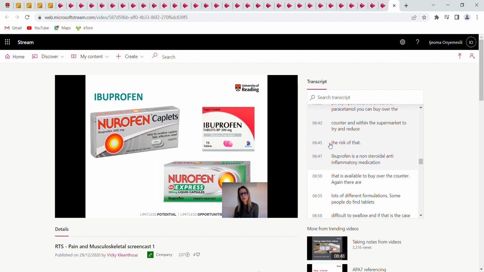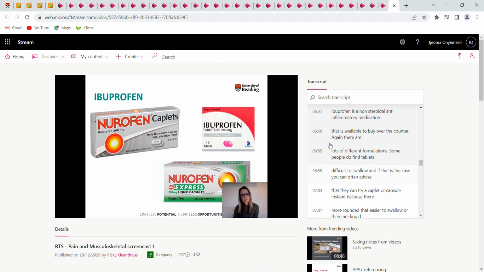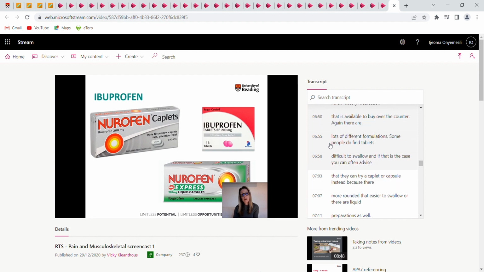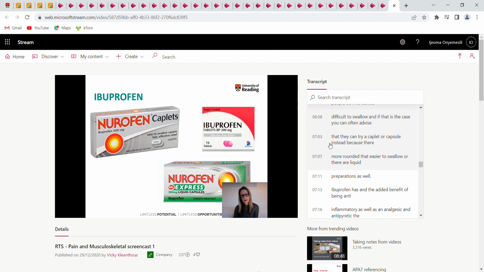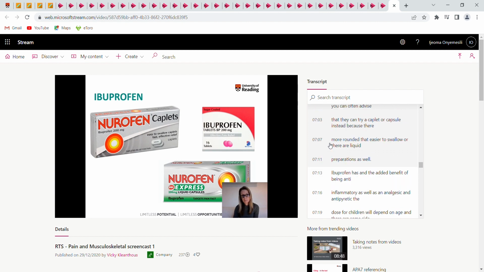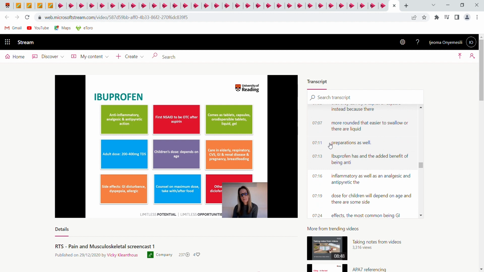Ibuprofen is a non-steroidal anti-inflammatory medication that is available to buy over the counter. Again, there are lots of different formulations. Some people do find tablets difficult to swallow, and if that is the case, you can often advise that they can try a caplet or a capsule instead, because they're more rounded, they're easier to swallow, or there are liquid preparations as well. Ibuprofen has the added benefit of being anti-inflammatory as well as an analgesic and antipyretic.